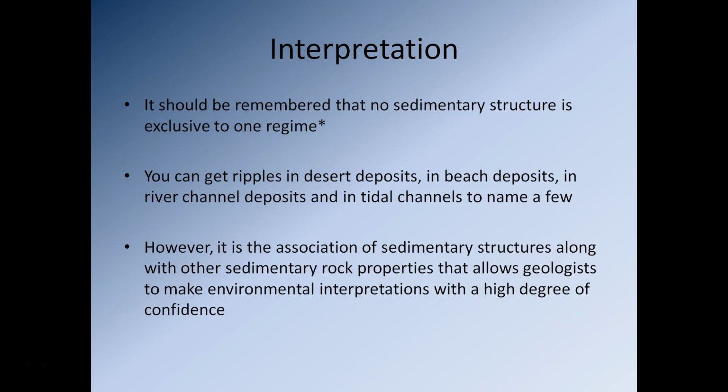So obviously once we have this information, we have to interpret it. Now we need to remember that no sedimentary structure is exclusive to one regime. Most sedimentary structures will occur in one or more types of depositional environment. So for instance, we can get ripples in deserts, we can get ripples forming on beach sediments, we can get ripples forming in rivers, we can get ripples forming in tidal channels on deltas, to name but a few examples. So ripples can form in a whole range of different environments.